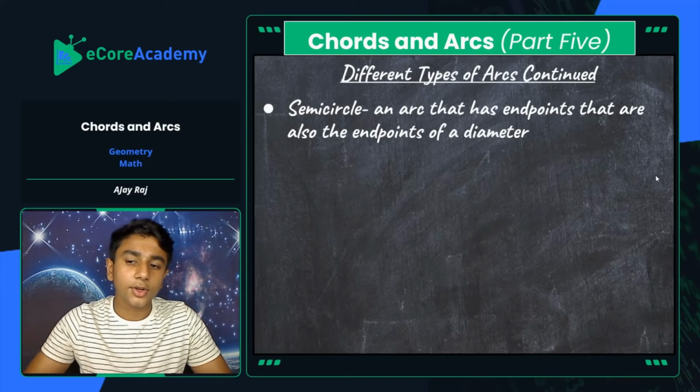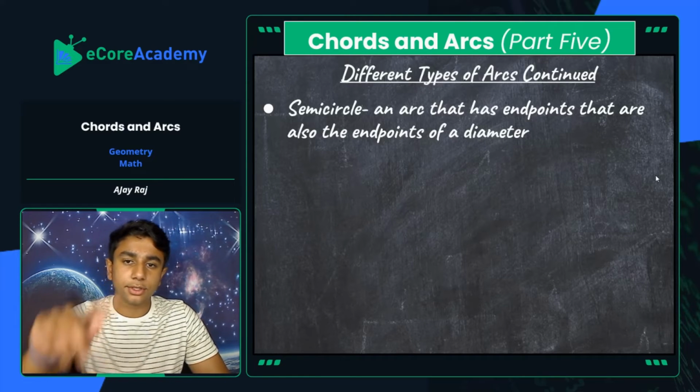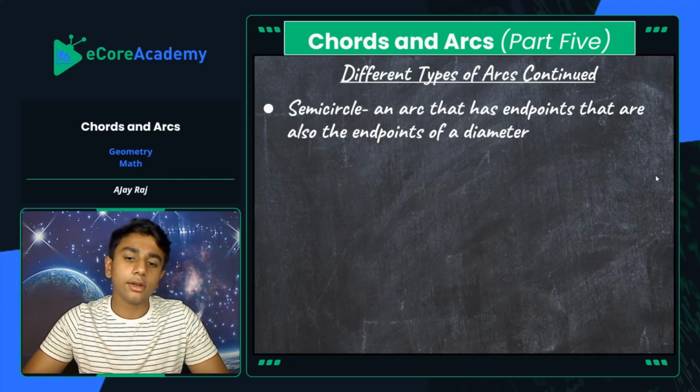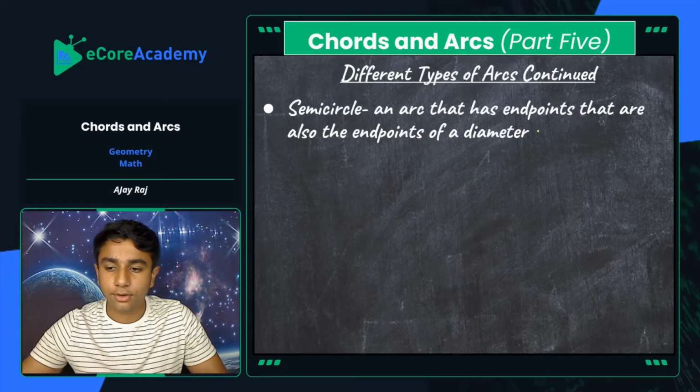Chords and arcs part 5, different types of arcs continued. A semicircle is an arc that has endpoints that are also the endpoints of the diameter. So if you have the endpoints of a diameter, then it's basically just going to be half the circle. That arc is going to be halfway across, and it's going to equal 180 degrees in measure.